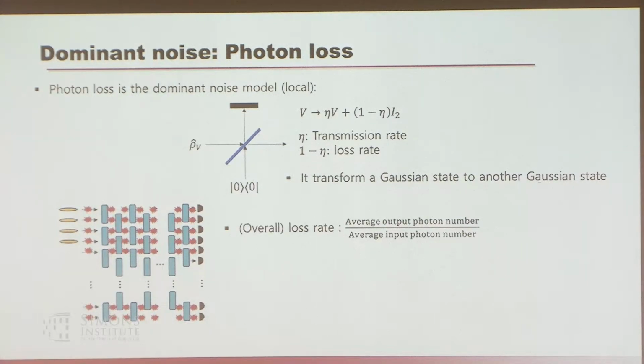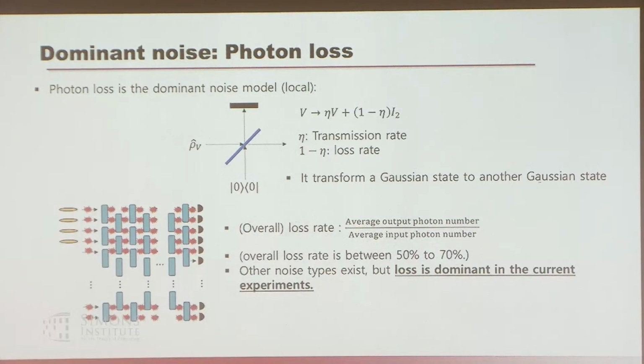Then I'm going to use a very simplified number, which is the overall loss rate, defined basically as the ratio of the output and input photon number on average, that is, how many photons you get out relative to how many you put in. A typical number in experiments is at least above 50%. That means that in a Gaussian boson sampling circuit, more than 50% of photons get lost. I want to emphasize that there are other types of noise as well, but loss is really the dominant noise in current experiments. So that's why I'm going to focus on photon loss only in this talk.